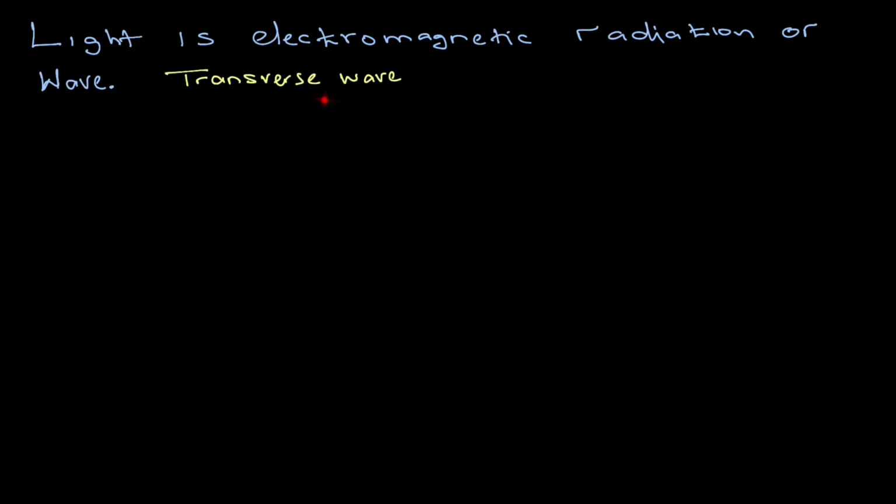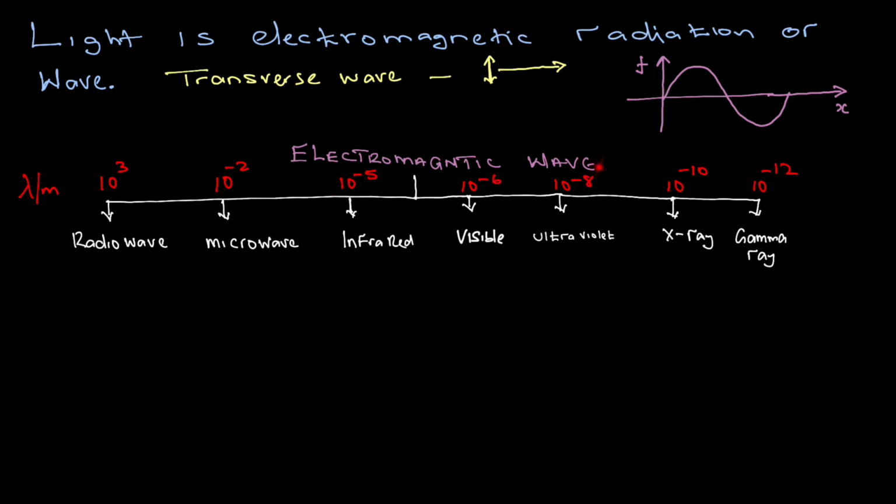It has a property which is known as a transverse wave, where the electric field and the magnetic field oscillate perpendicular to each other and to the direction of the wave. And here's a function of a transverse wave. The electromagnetic wave consists of radio wave, microwave, infrared, visible, ultraviolet, X-ray, and gamma ray. We have the wavelength in meters and the frequency of each electromagnetic wave.